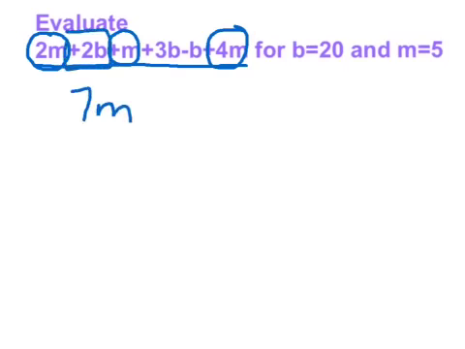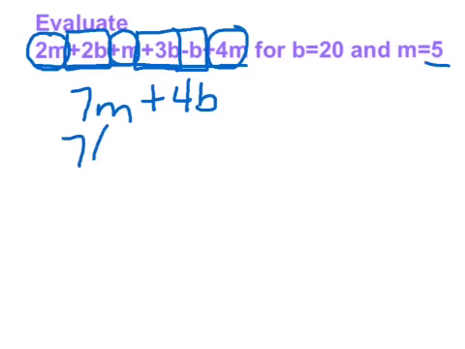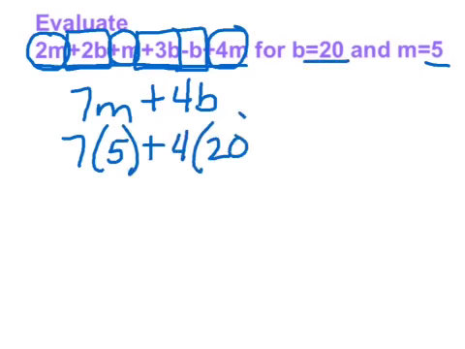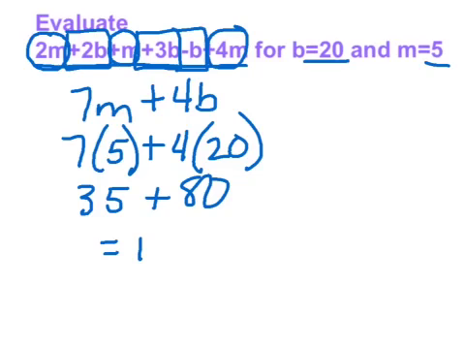We have 2 b's plus 3 b's gives us 5 b's so far, minus one of our b's. So 5 minus 1 is 4b, so plus 4b. Now we can evaluate. It'll be much easier now. We're going to put 7 times 5 plus 4 times b, we're going to substitute in, times 20. 7 times 5 is 35 plus 80 equals 115.